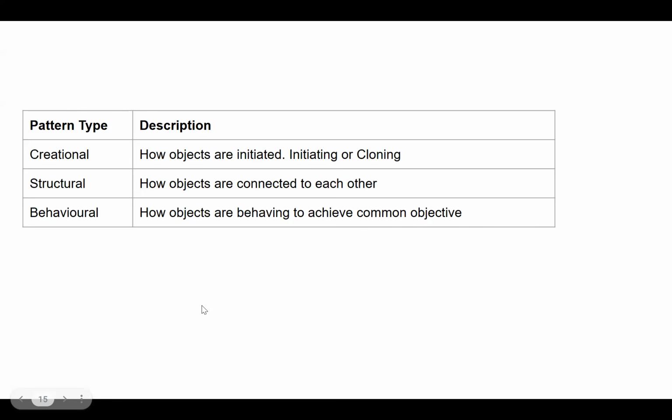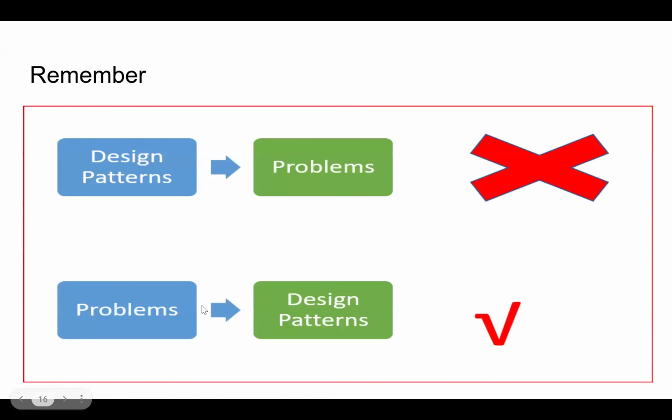Structural: how objects are connected to each other, after you create the objects. Behavioral: how they are behaving, once you have created the objects. So those are the three pattern types. Whenever you get a problem, the first thing you need to understand is whether it's a creational problem, a structural problem, or a behavioral problem. This is a very important thing.